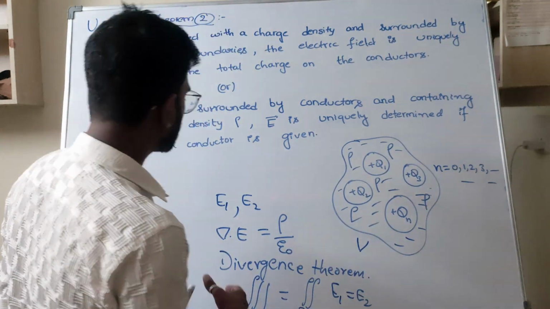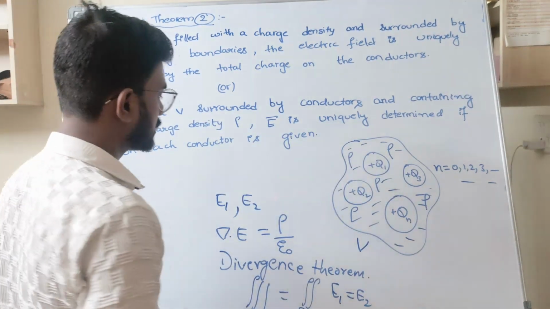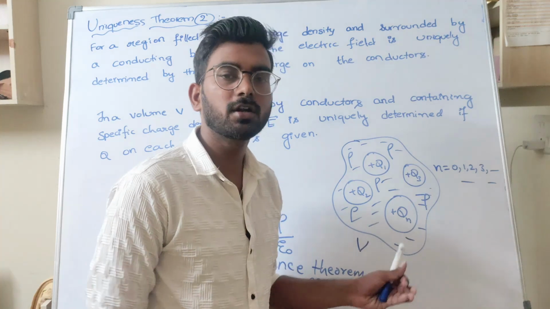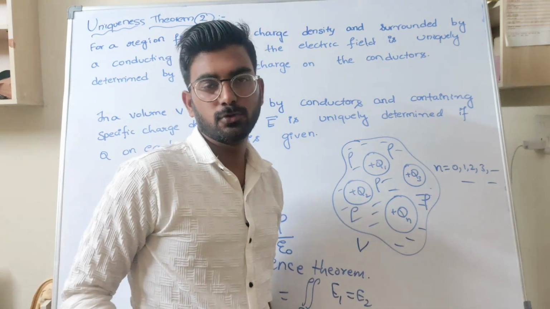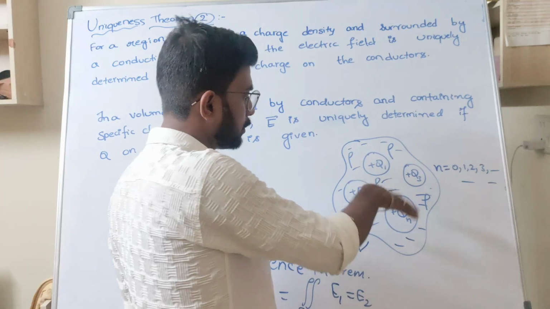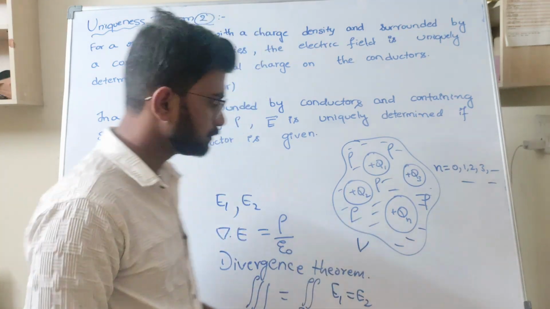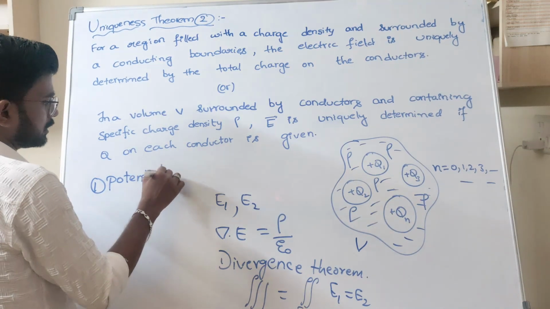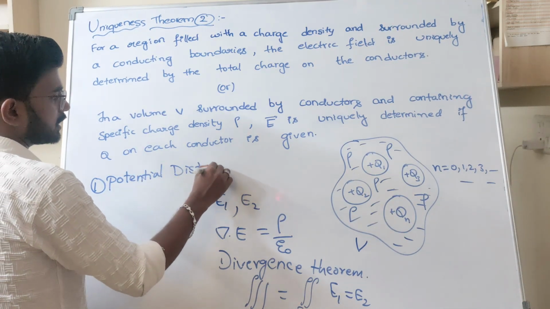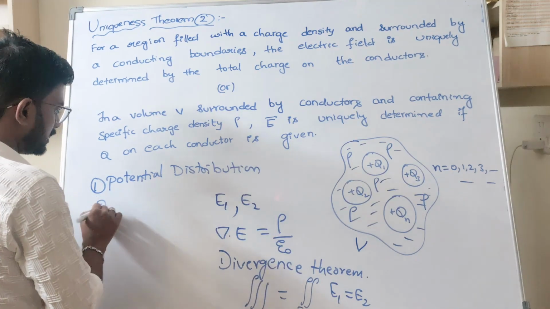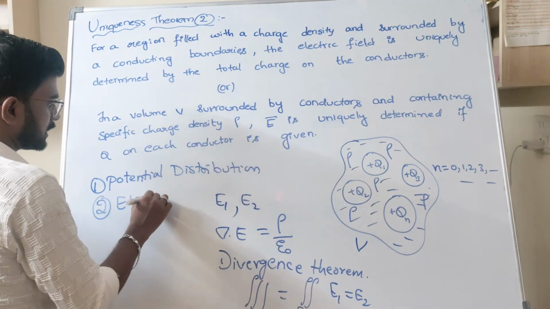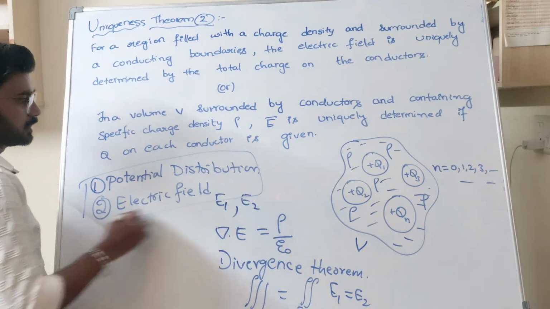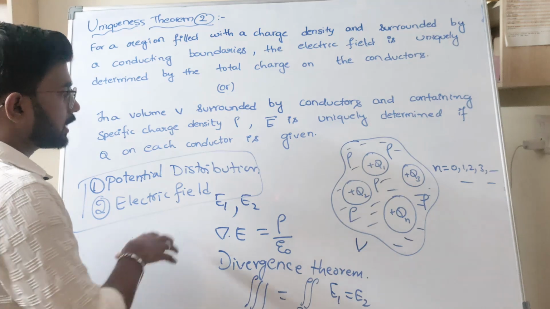So this concept is used where? It not only determines the electric field value, it also determines the potential distribution around the conductors in this bounded region. We can find the potential distribution, and also the electric field, which is uniquely determined. Both can be found using this uniqueness theorem.